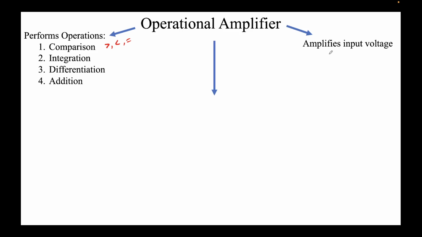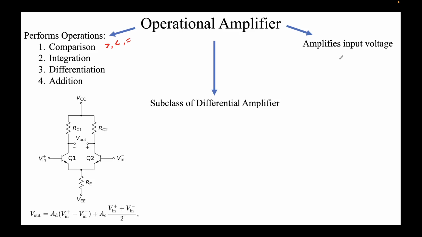Why amplifier? Because it amplifies the input voltage. We'll see in a minute what we mean exactly, where the input voltage is and how to get the output voltage. And it is to be noted that the operational amplifier is a subclass of differential amplifier. So the differential amplifier is, as you can see on the bottom left of your screen, this one.